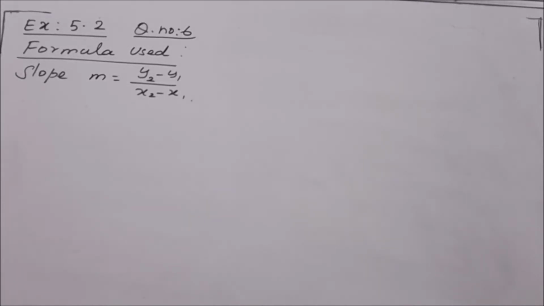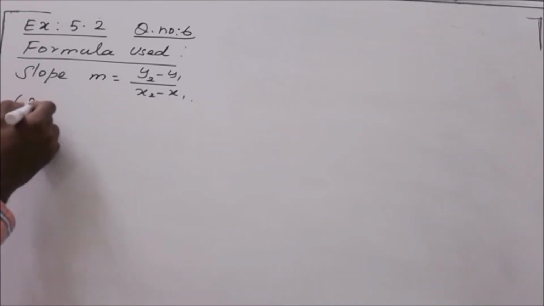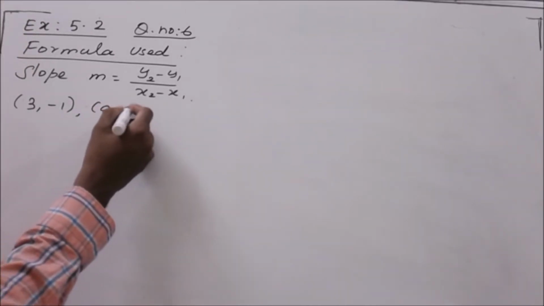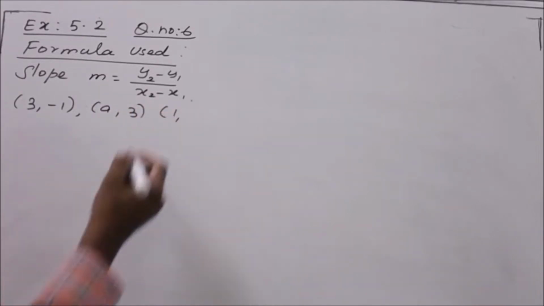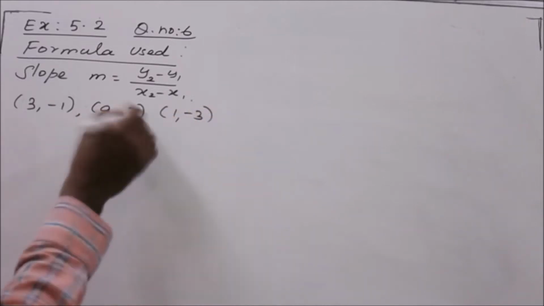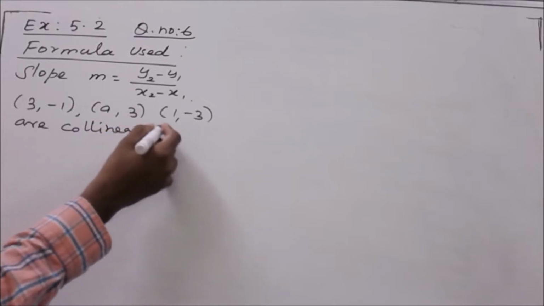Exercise 5.2, question number 6. If the points (3, minus 1), (a, 3) and (1, minus 3) are collinear, find a.